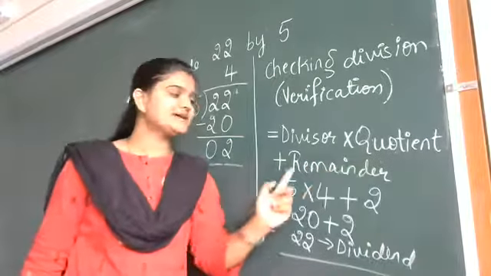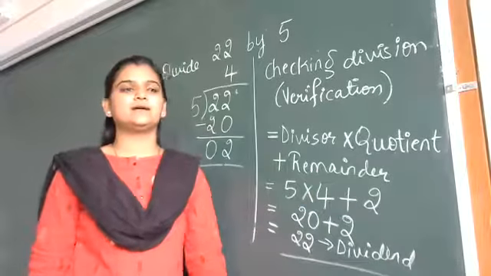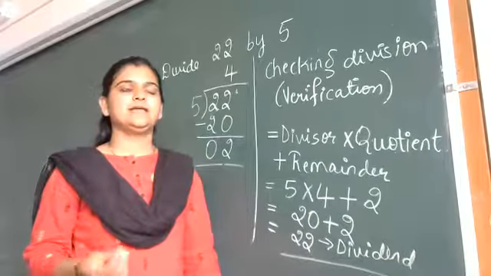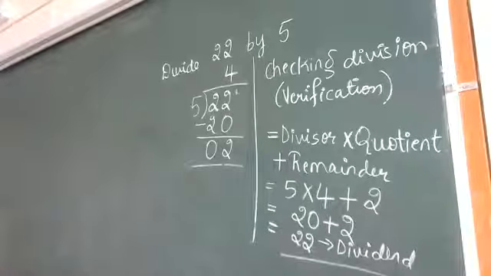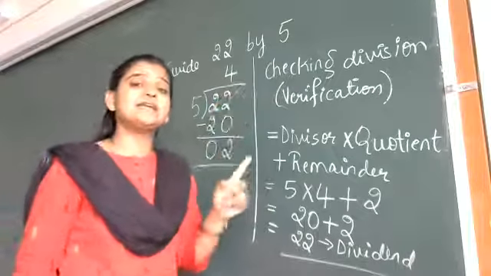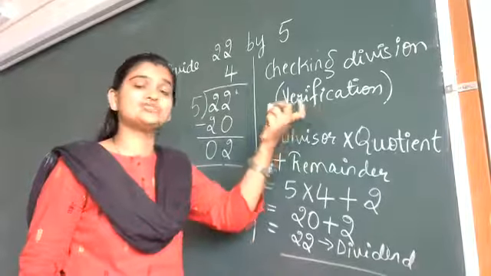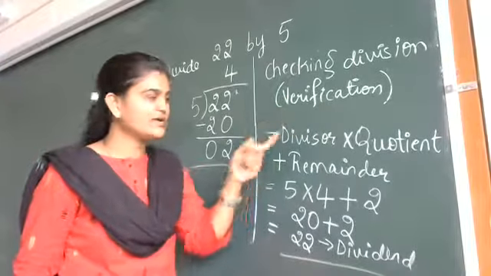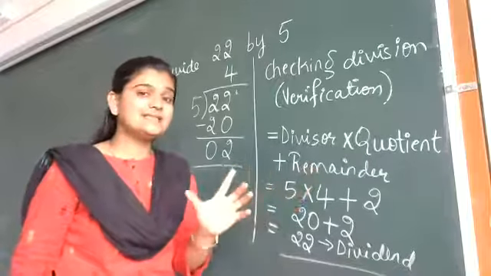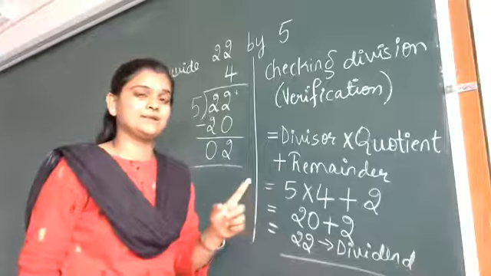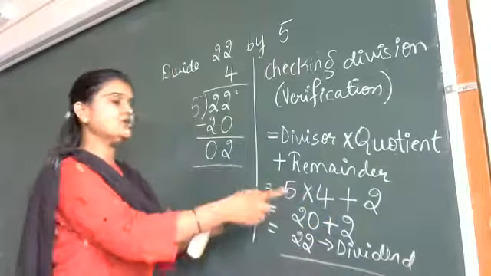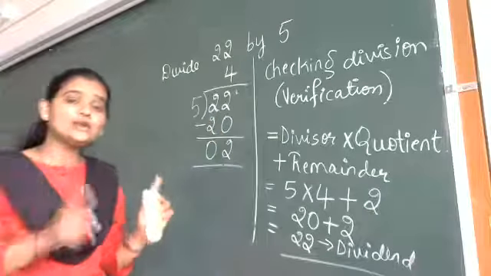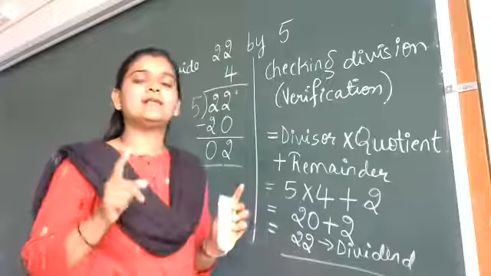What is the formula here? Divisor into quotient plus remainder. Am I clear? Any doubts? No, ma'am. So this is known as checking division. Checking division is nothing but verification, to check whether your answer is correct or not. Divisor into quotient plus remainder. See that you enter the numbers correctly. If remainder is there, you add or else simply put it as 0. After multiplying, you will get back your dividend. If you don't get dividend, then your answer is wrong. Somewhere you have done wrong.